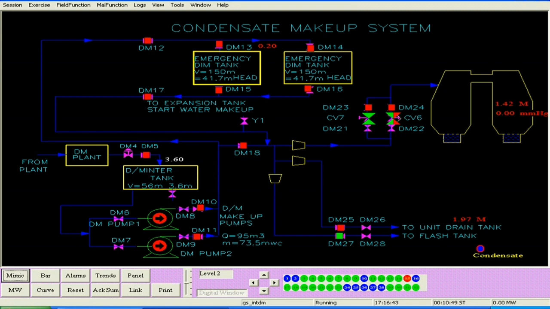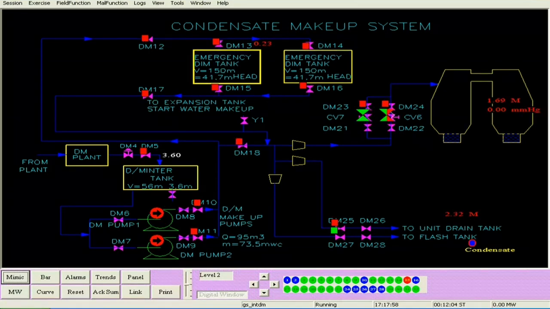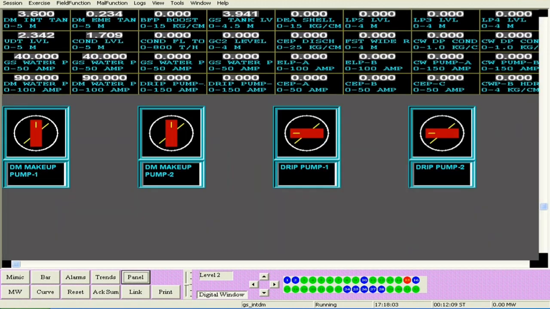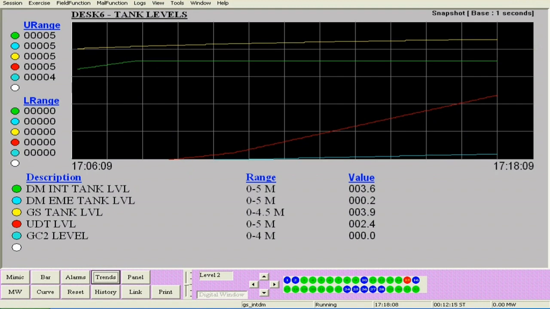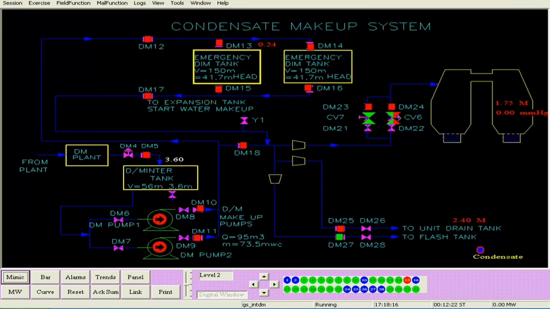The unit drain tank is to be filled completely, so that is around 2.50. UDT is around 2.50 full. This water will be required to fill up the boiler drum. So now you see that you have achieved a level of around 2.4, 2.5 in the UDT, and the DM emergency tank level is around 0.2.